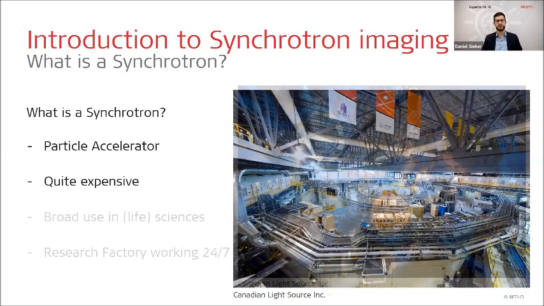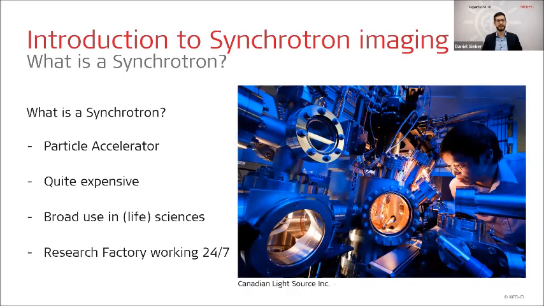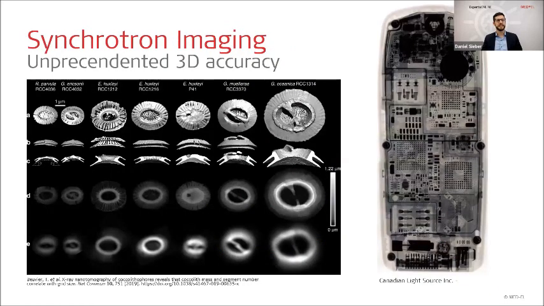It is really something like a research factory that is working 24 hours a day, 7 days a week, and is used in many sciences, and of particular interest for us, it's very much used in life sciences as well. The advantages of synchrotron imaging compared to other imaging techniques is that it has a very, very high resolution and a very high image accuracy. Next slide, please. You can see in this picture how even structures that are only a few micrometers thick can be nicely and sharply imaged in a synchrotron image. And the advantage is that we can also do this for larger specimens, such as this mobile telephone, where we can still get this very high resolution, resulting in big amounts of data that we can work on.